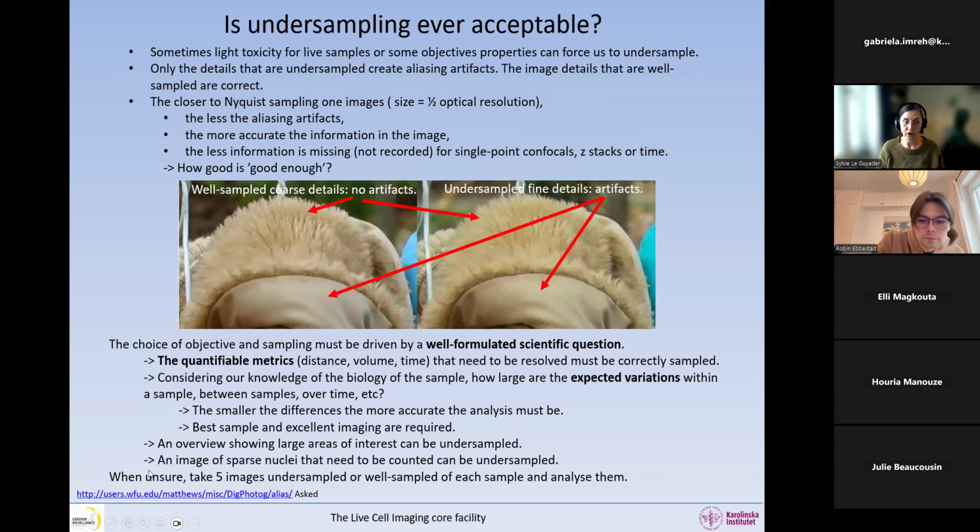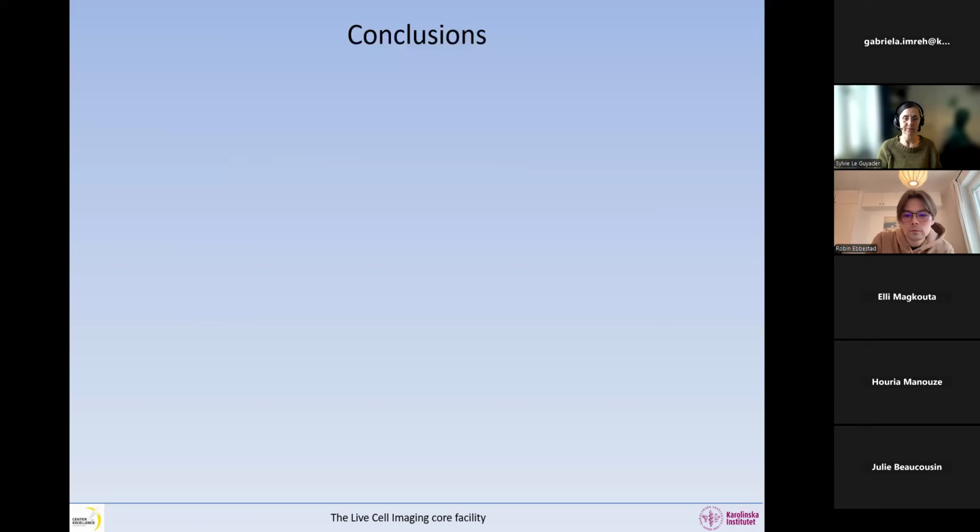So if you're not sure, you can take 5 different images, undersampled and well sampled, and you look at them and you analyze them and you see if there is a consequence on your result. If there is no consequence, it's fine to undersample. Okay, so we are all talking about what are the consequences on the analysis.